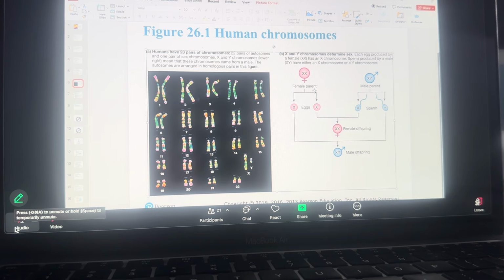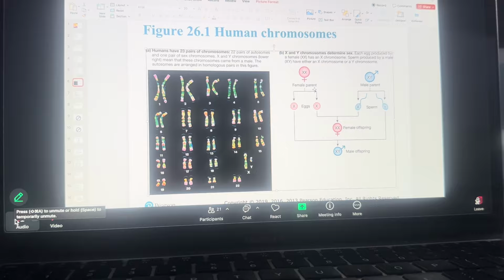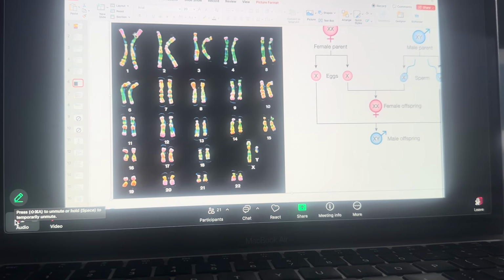So if I were to take an ova, an egg cell from a patient, and I were to look at it under a microscope, take out the nucleus, and stain these chromosomes with a special dye, this is what it looks like. If I could tease it out, this is what they'll look like, right?